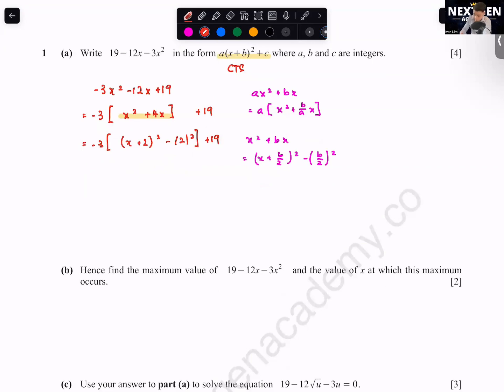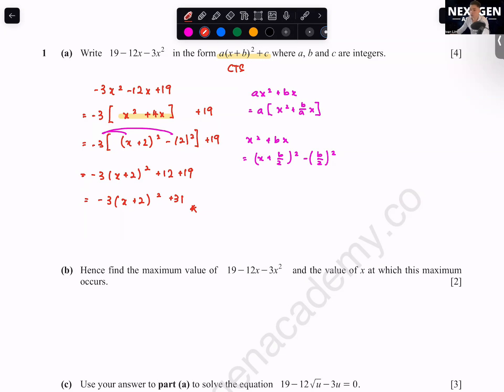Okay, open up the bracket. This times this, this times this. You get negative 3 x plus 2 square plus 12 plus 19. Then simplify it: negative 3 x plus 2 square plus 31. If you all are good for every question, just type 1 in the chat so I know that you all are okay. If not good, just type 2 or ask me to slow down a little bit. This first question should be okay, right? I'm going to forward the paper again for Anil.